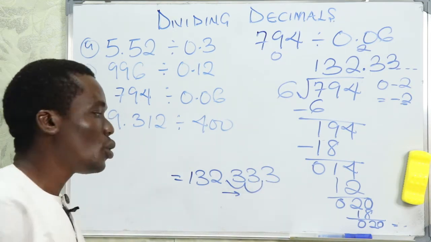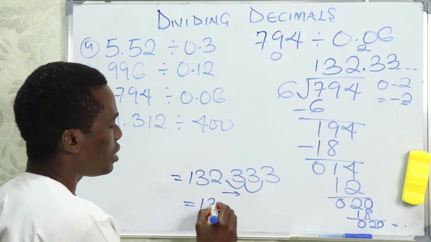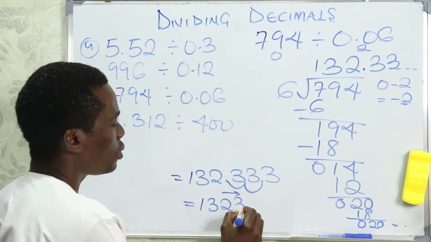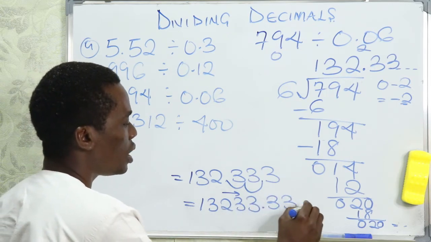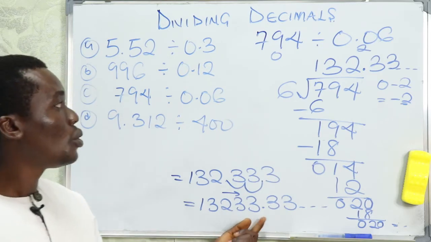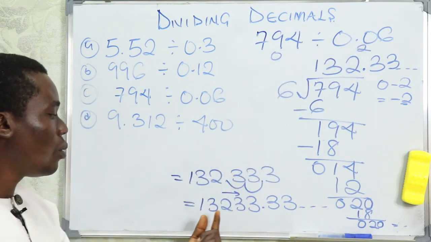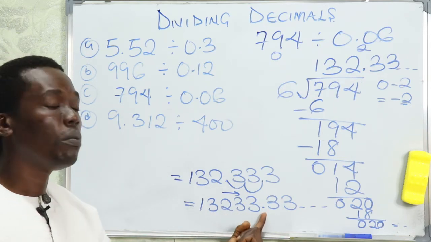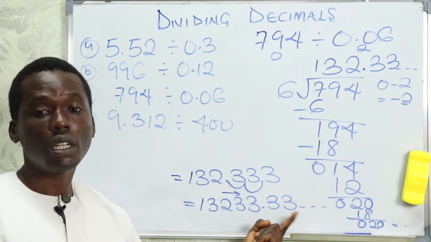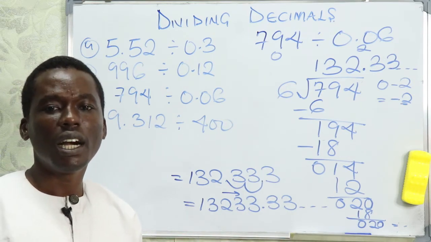this way. So that will now make the point to be at 13233 point what? 0.33 and continues that way. So that means 794 divided by 0.06 will give us 13,233.3333. Did you get that? That's exactly how it's going to be.